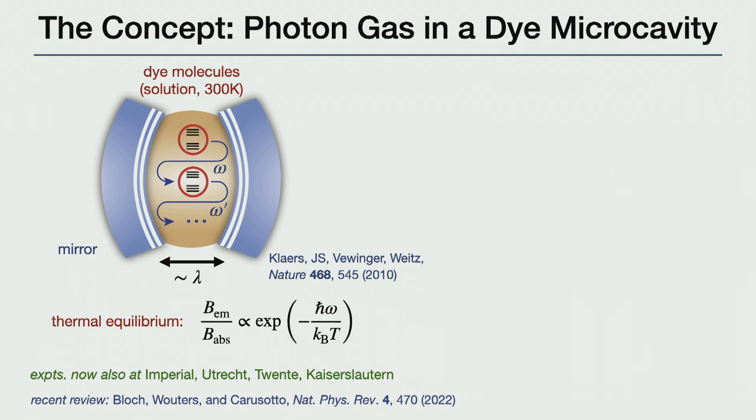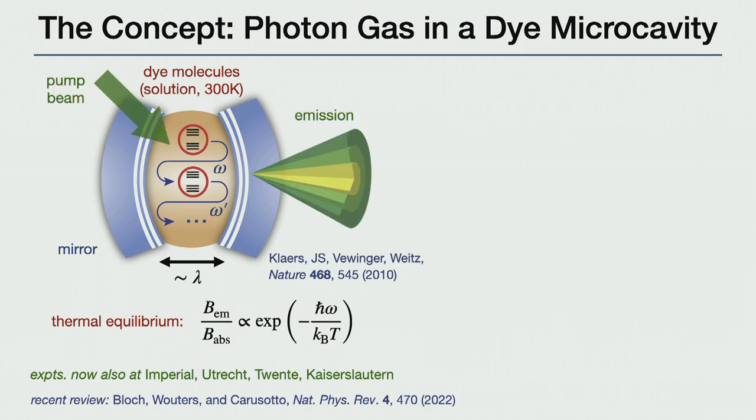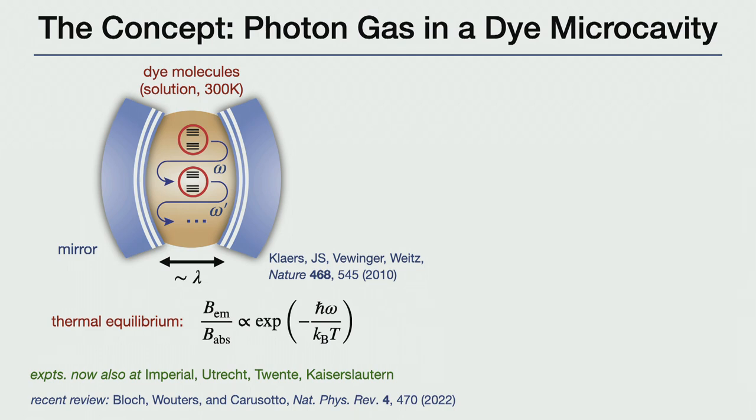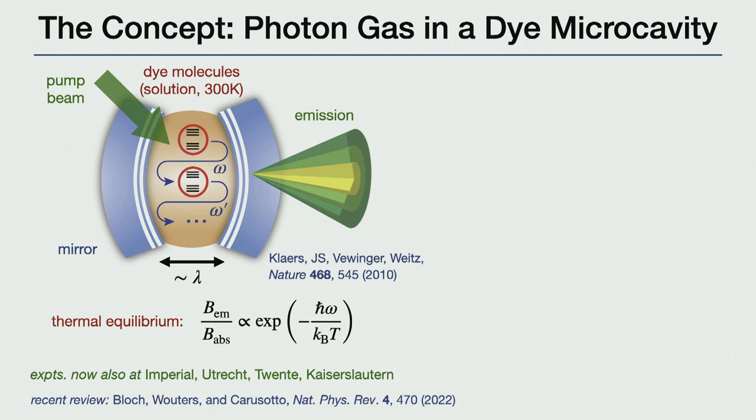So the concept to create such a photon gas is sketched here. For that we use something that we call a dye-filled microcavity. So this consists of two highly reflecting mirrors. They are spaced by a wavelength approximately, and then we insert dye molecules, which are in solution and at room temperature. And then the system is initialized by an external pump beam, so we create molecular excitations, and these molecules decay, emit photons, for example, at a frequency omega, which is then reabsorbed and re-emitted subsequently at a different frequency, and that gradually shifts the energy of these photons and establishes a thermal equilibrium between these dye molecules and the photons. And the physical origin of this equilibrium process is that the emission and absorption rates of these molecules have a scaling with the Boltzmann factor.